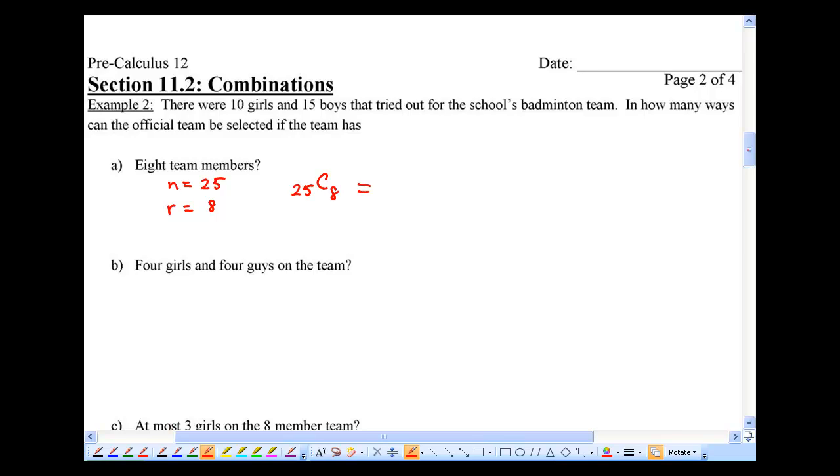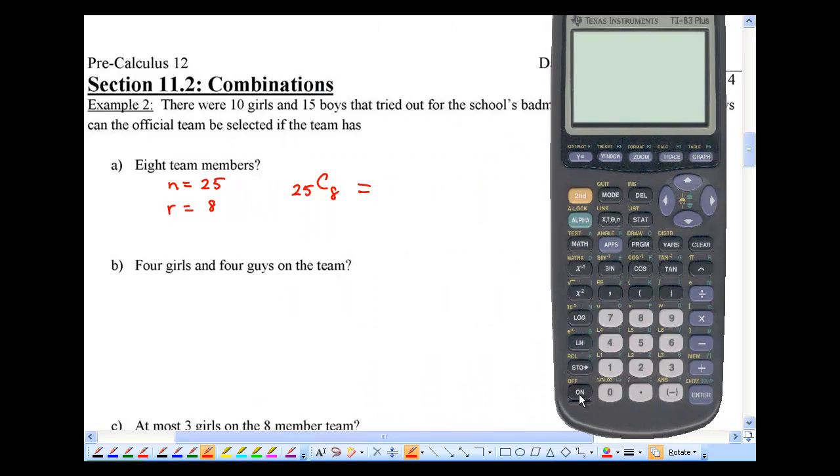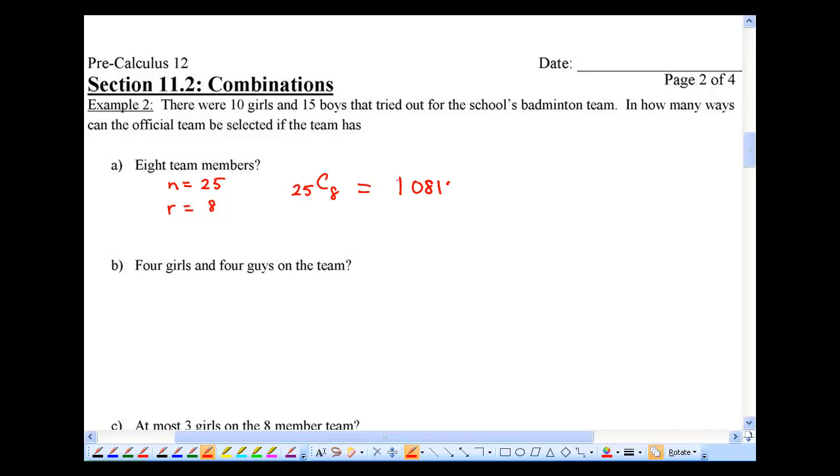Now, we can calculate this by hand, but for those of you who have a graphing calculator, bring it out because the graphing calculator has a feature that you can use. Just take 25. Now press math. Go to the PRB, choose number 3, and then choose number 8. Voila. That's a lot of ways. 1,081,575 ways. Lots.